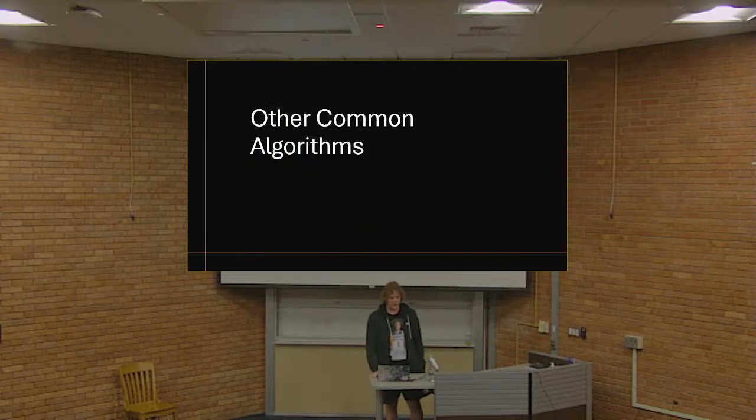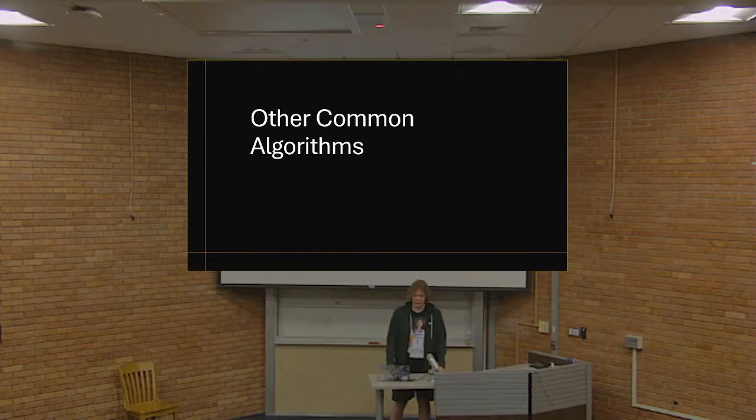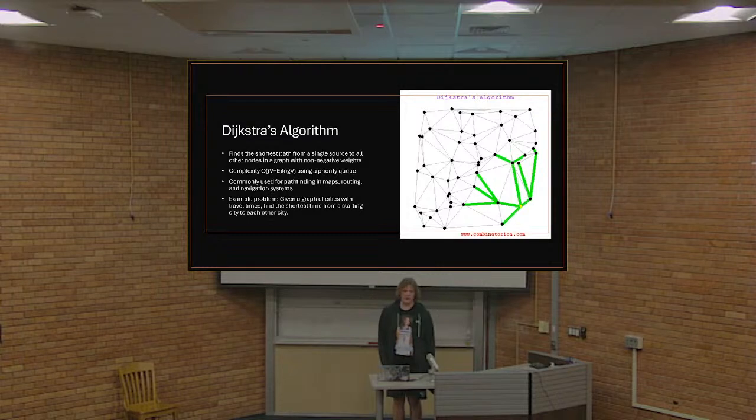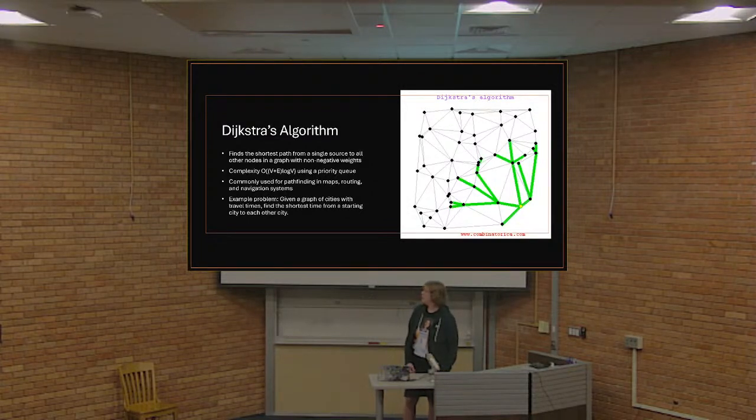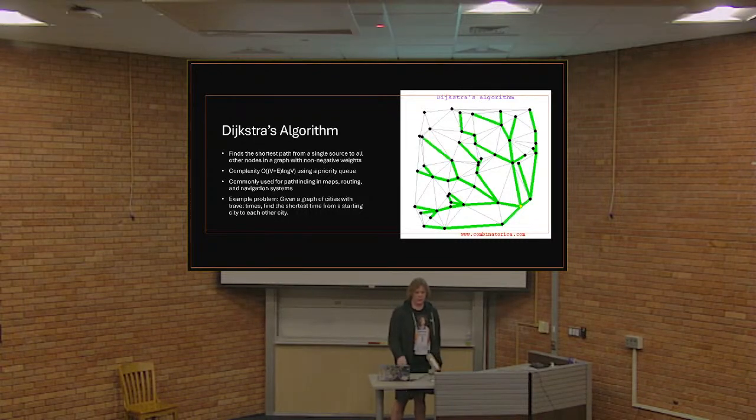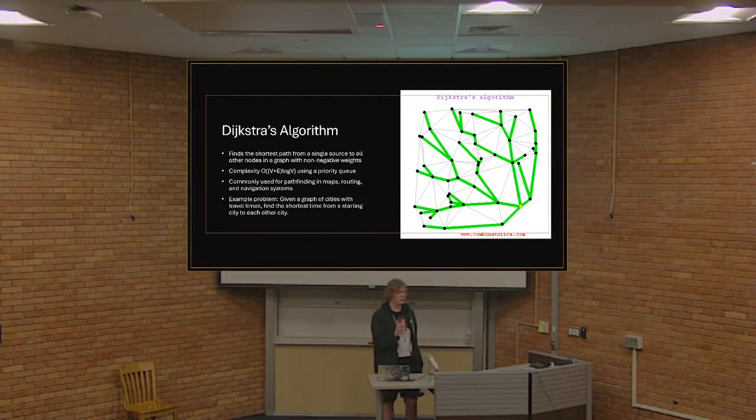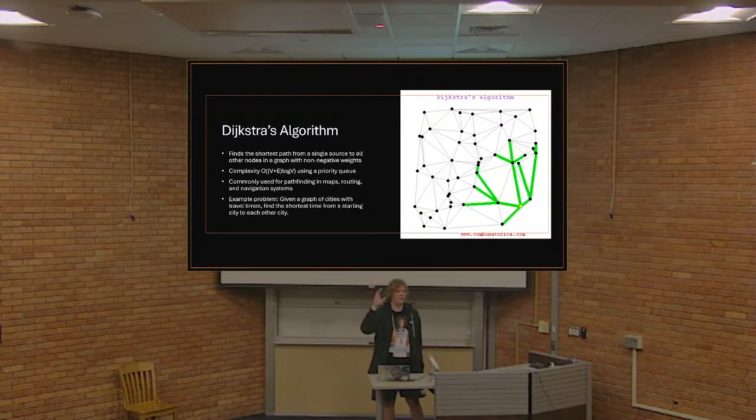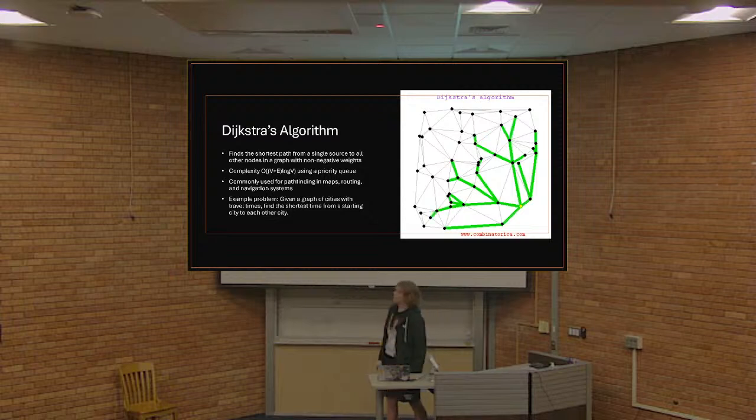So some other common algorithms, I'm going to go through them. I'm not going to go through all their implementations because that would take a long time. But Dijkstra's is a very common algorithm. You may have heard of it, you may not have, but you probably will if you're a computer scientist. It finds the shortest path from one source to all of the other nodes. So not just from A to B, but from A to every other node in the graph, it finds the shortest. There's a little GIF here demonstrating what the algorithm does.